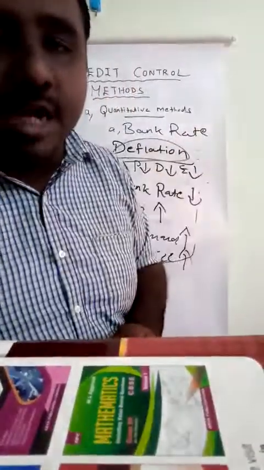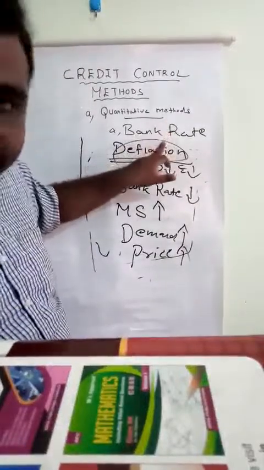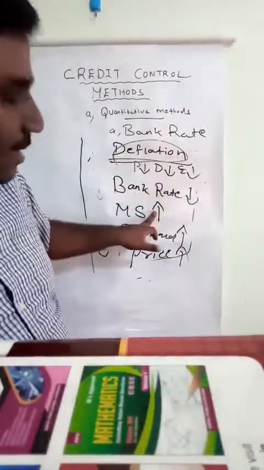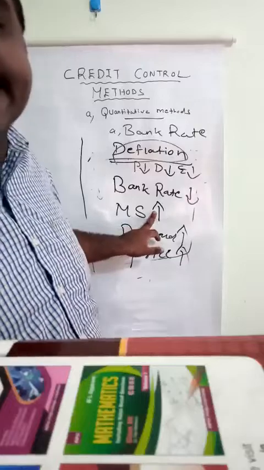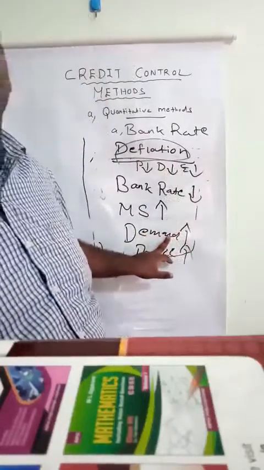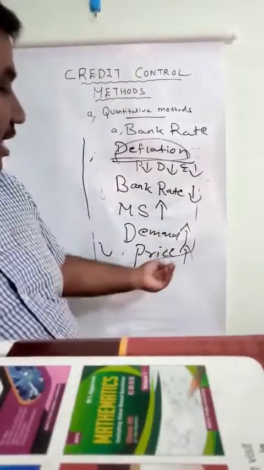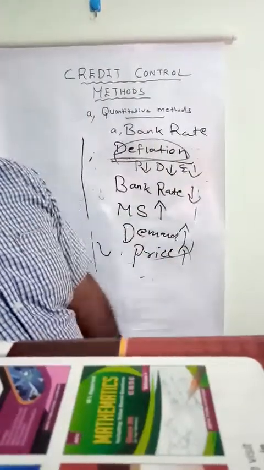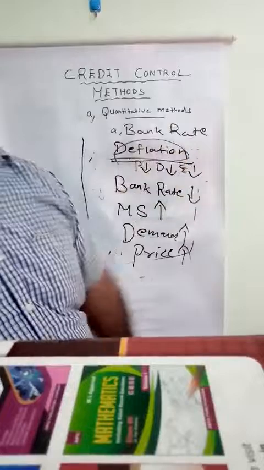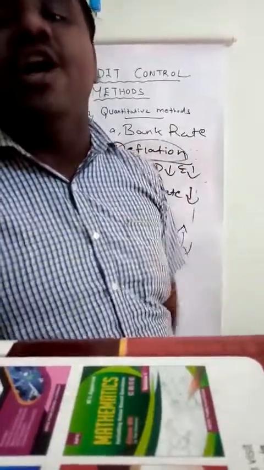At that time, the central bank will decrease the bank rate. When the bank rate is decreased, the money supply in the economy will increase. When the money supply in the economy increases, demand in the economy will increase. When the demand increases, the price will increase and the deflation in the economy will go. So this is what happens at the time of deflation.